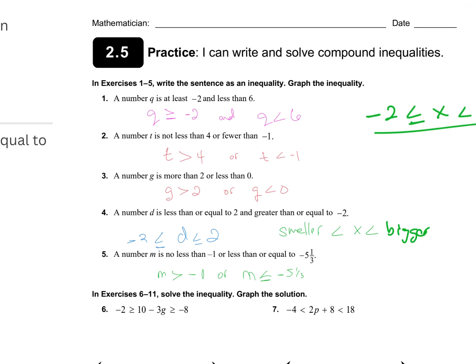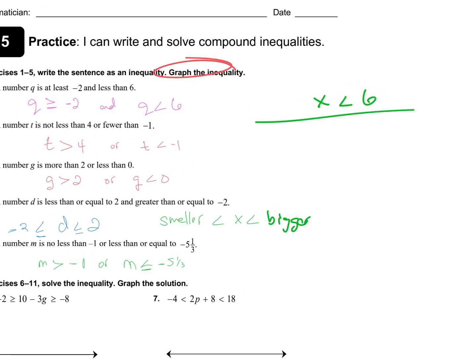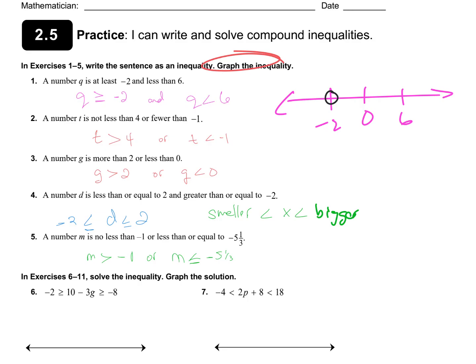By the way, I checked, we're supposed to be graphing these things up here, so let's do a little rapid fire graphing. What I'm going to do is erase this guy and throw down the number line: -2, 0, 6, and we have a filled in circle, an open circle, and it is an and. Next one is this right here. We're going to do 0, -1, and 4, open circles. T is the numbers that are less than -1 and those greater than 4. That's what an or looks like.